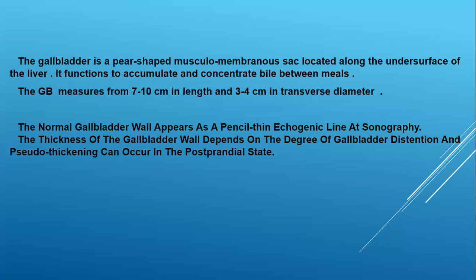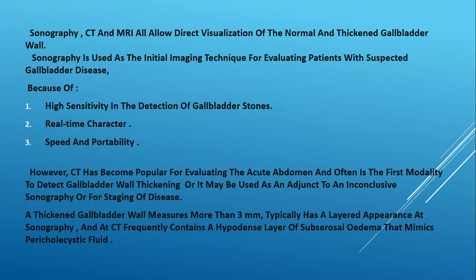The normal gallbladder wall appears as a pencil-thin echogenic line at sonography. The thickness of the gallbladder depends on the degree of gallbladder distension, and pseudo-thickening can occur in the postprandial state. Ultrasound, CT, and MR all allow direct visualization of the normal and thickened gallbladder wall.